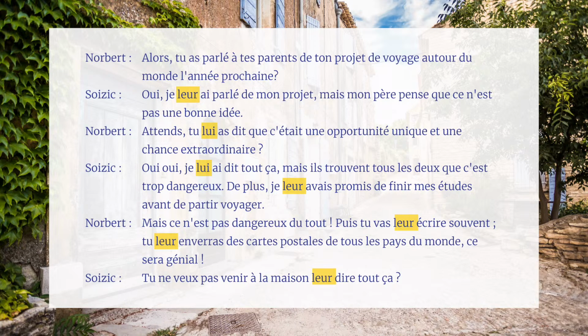Soisig says, "Oui, je lui ai dit tout ça." Yes, I told him all of that. And again, she could say, "Oui, j'ai dit tout ça à mon père." She could repeat "à mon père" each time. But the fact is, we've got lui because we don't need to repeat the father each time. "Mais ils trouvent tous les deux que c'est trop dangereux." But they find, both of them, that it's too dangerous.